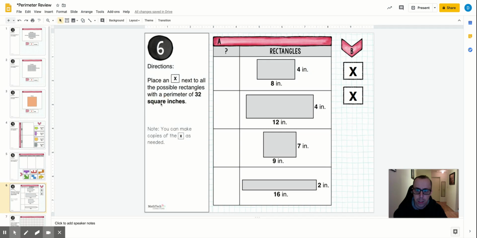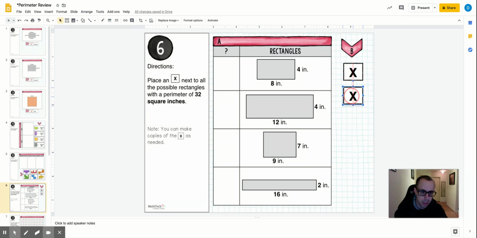Now this should not say square inches. Okay, this is a mistake. A perimeter of 32 inches, not square inches. Okay, that's a mistake. So again, you're looking for perimeter. So if it adds up 8 plus 4 plus 8 plus 4 to be 32, drag an X next to it. If this one adds up to be 32, okay, 12 plus 4 plus 12 plus 4, if that equals 32 inches, put an X next to it.